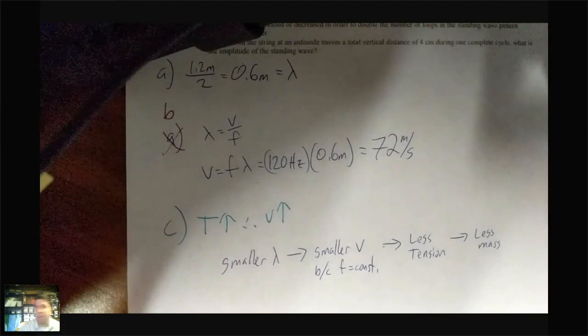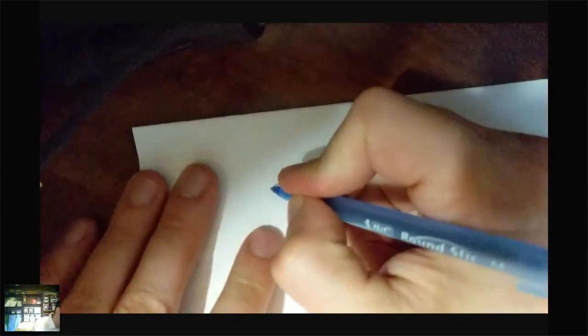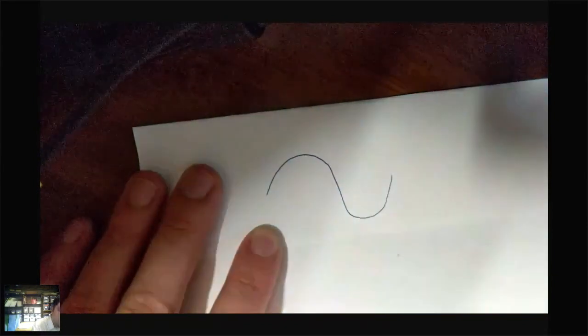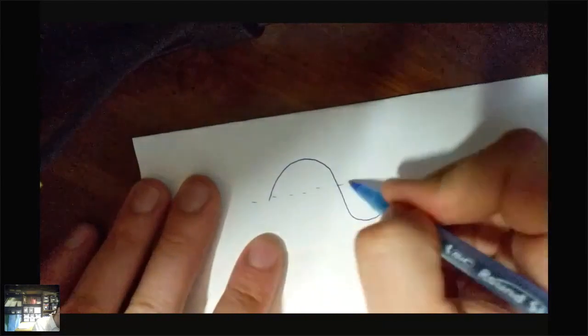Okay, and the last part here: if a point on the string moves a total vertical distance of 4 centimeters during one complete cycle, what is the amplitude of the standing wave? All right, so we're looking at amplitude here, and this question is kind of tricky. But let's just draw one complete cycle of that wave. And there's my zero line right here.